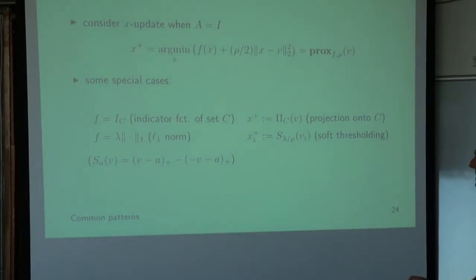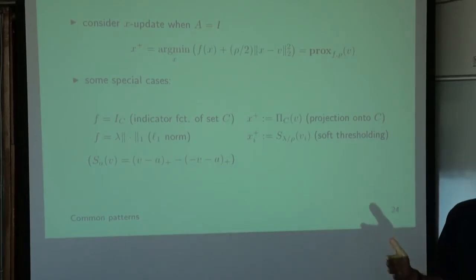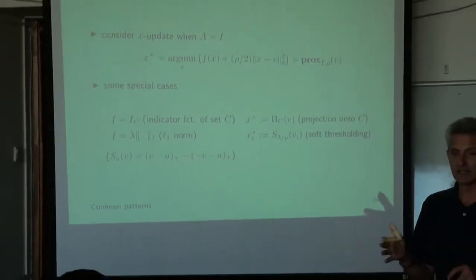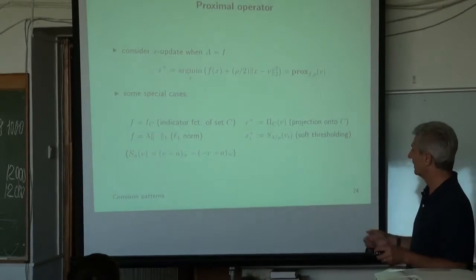But let's look at some special cases. Suppose f is the indicator function of a set. Then this is either 0 or plus infinity, and for this the rho doesn't matter, and this is nothing but projection. That's the idea: the proximal operator is supposed to be a generalization of projection. And in fact, if you know about monotone operators, that's kind of the idea. It's a monotone operator.